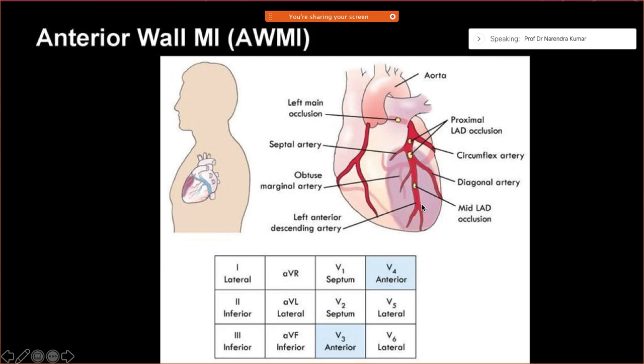As I was telling you, if you look carefully, we are all aware the inferior segment is determined by 2, 3, and aVF. The lateral segment is 1, aVL, and V5, V6 as well. Then the anterior segment goes from V1 to V6, in which V1 to V2 mostly represents the septum, V3 to V4 is more anterior, and V5, V6 represents the lateral area.